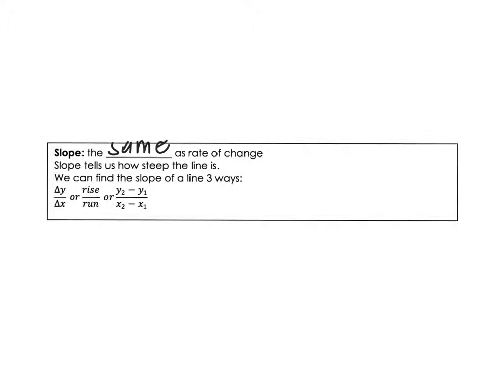Slope tells us how steep the line is, and we can find it in three ways: change in y over change in x, rise over run, or y2 minus y1 over x2 minus x1. So we'll talk about what all three of those formulas mean in a second.